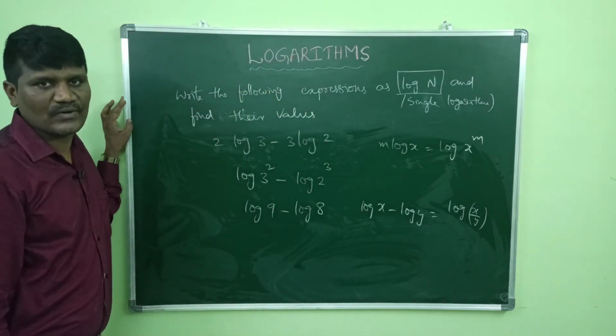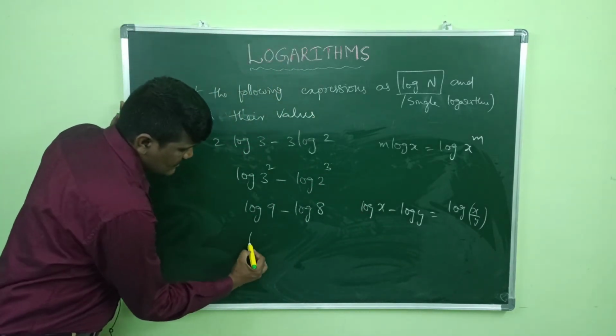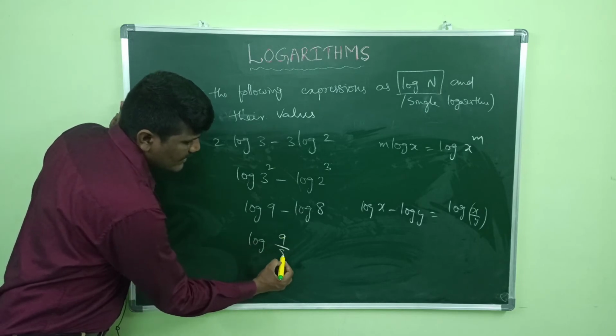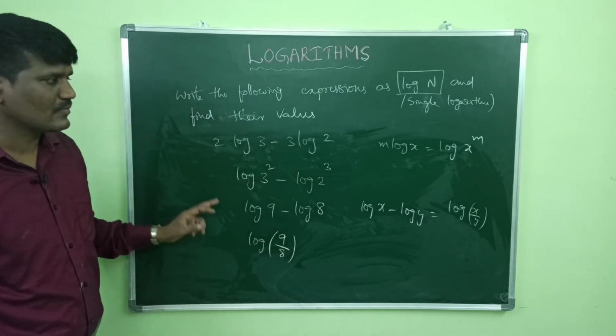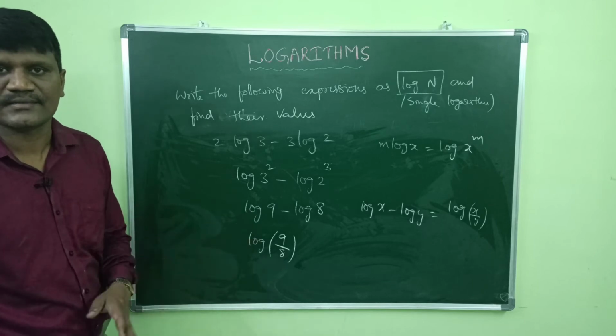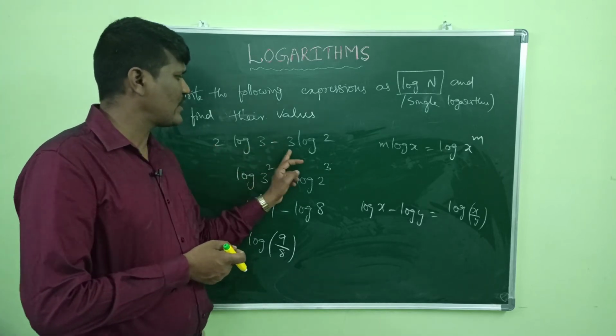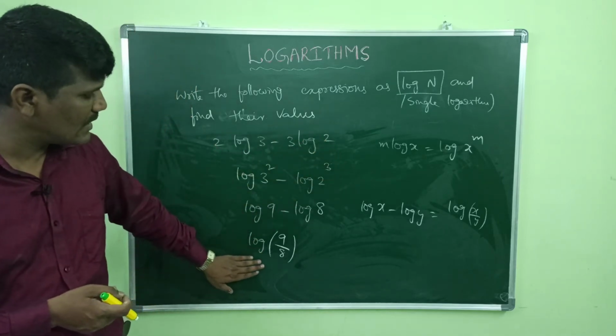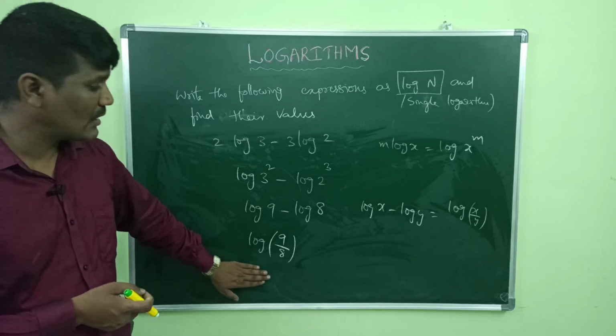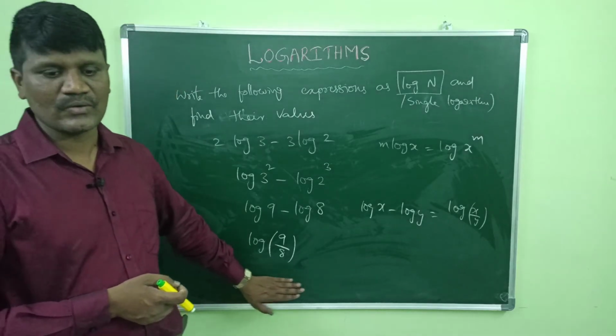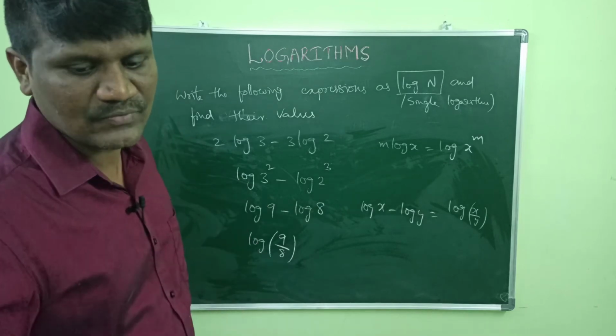Log x by y. So log 9 by 8 will be your answer. So 2 log 3 minus 3 log 2 I am converting into single log form. Okay. Now let us see a combination of this.